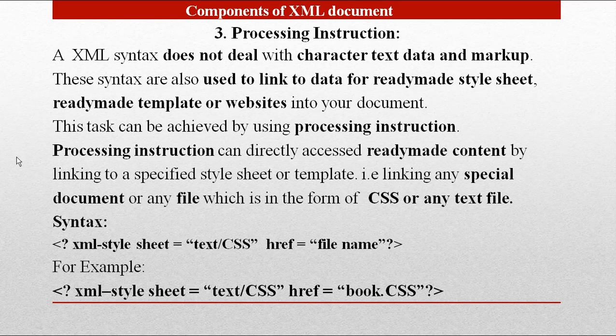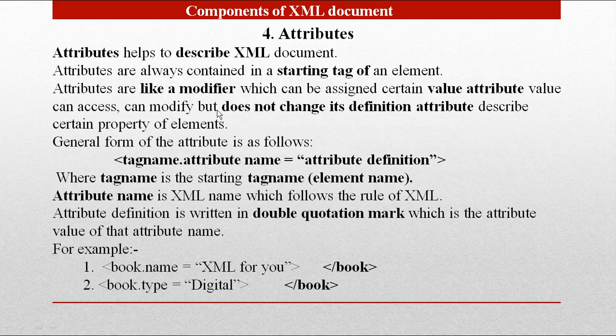Okay, so this is the syntax: left angle bracket, question mark, xml-stylesheet type equal to "text/css", then href equal to the file name. So this is the example: type equal to text/css, then href book.css. Here we link, that is a hyperlink, to book.css.